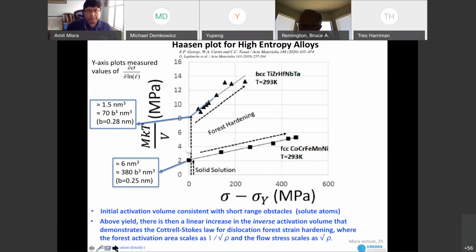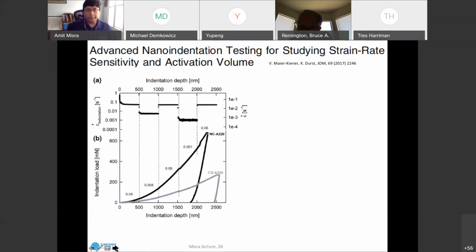So how are some of these measured? A lot of people in CREDDS do experiments with nano indentation. So this is a reference. There are many other recent references where there are protocols that have been developed with standard nano indentation platforms where you can do these strain rate jump tests. So here's an example. This is a coarse grain steel and a nanocrystalline steel, and this is the indentation load and unload versus indentation depth curve. And at fixed indentation depths, they change the strain rate, from 0.05 to 0.005.